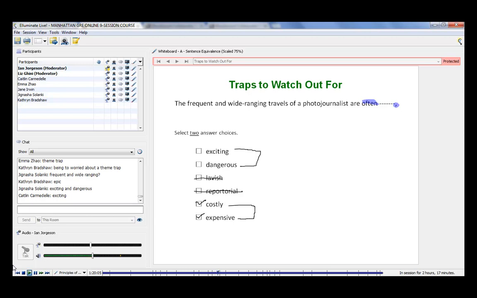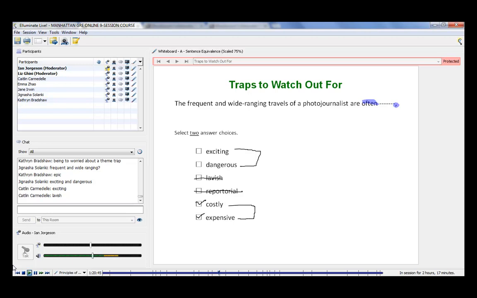So this is a trap. It's almost a theme trap, but it's more of a bias trap. It's what we think about when we think about a photojournalist traveling all over the world. Yeah, absolutely. Which of these answers was a spin trap? In other words, it was similar to the right answers, but it wasn't exactly right in terms of spin. Yeah, you got it. Lavish is a great spin trap. And then the best theme trap out of this group was actually the repertorial, because repertorial goes with being a journalist, right?